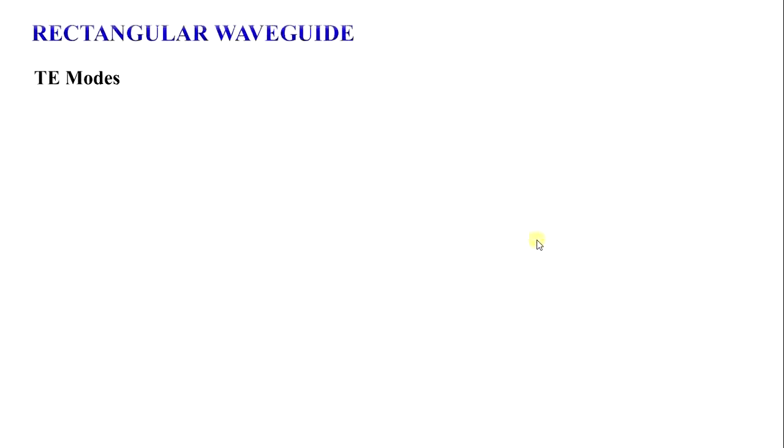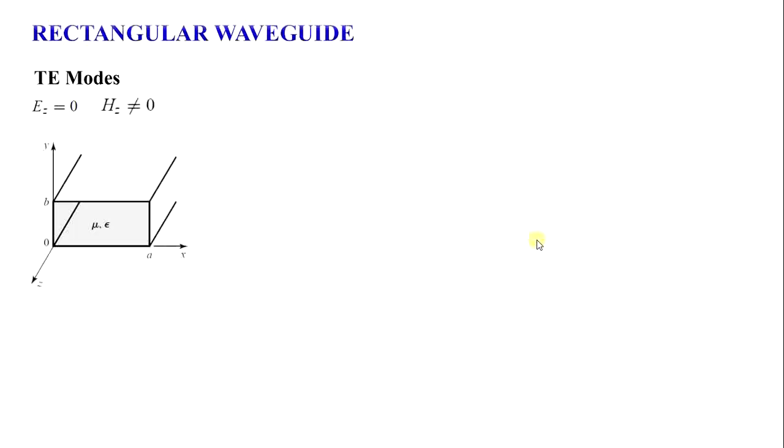So, starting today's lecture with the analysis of the rectangular waveguide for the transverse electric mode, and then we will move on to the transverse magnetic mode. You know, the rectangular waveguide is a waveguide which has a rectangular cross-sectional area. So in the transverse electric mode, if the wave is propagating along the z-axis or the z direction, the longitudinal component Ez is equal to 0 and Hz is not equal to 0.